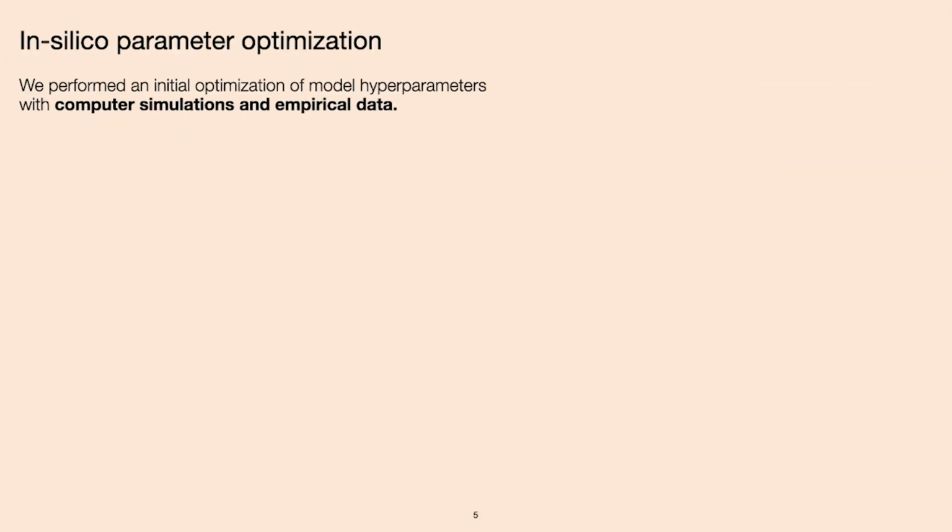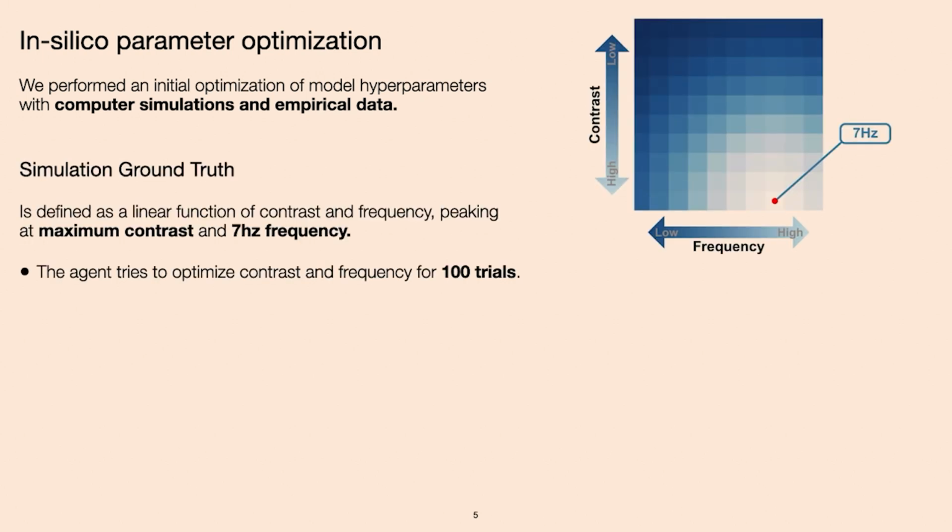To test our approach, we performed hyperparameter optimization, both using computer simulation and empirical data. Regarding the simulation, we define a ground truth that is just a linear function of contrast and frequency that peaks at maximum contrast at 7 Hz frequency. And basically the reinforcement learner will walk the paradigm space, and when it goes around the maximum contrast at 7 Hz frequency that you see in the image, it will get higher reward. And this goes on for all the sets of hyperparameters, and for 100 trials until we get the optimal parameters.